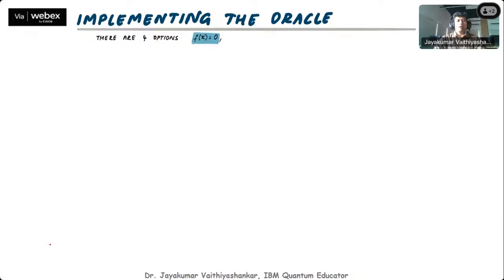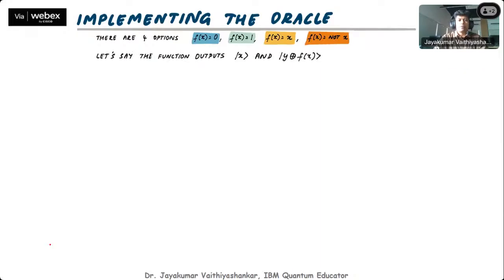So try to implement the oracle. We have 4 options: f of x equal to 0, f of x equal to 1, f of x equal to x, and f of x equal to not x. So we covered 4 options, right? Let's say the function outputs 2 outputs: state x and y XOR with f of x. Here y we need to always equal to 1, because we need to differentiate. If x is state 0, y should be state 1. The modulus operation here is the XOR operation.